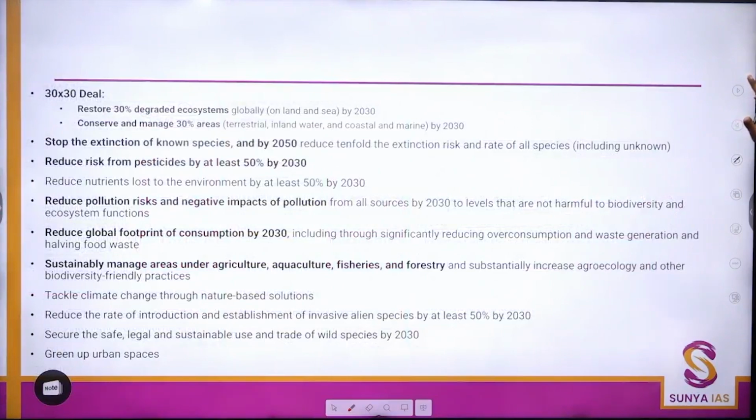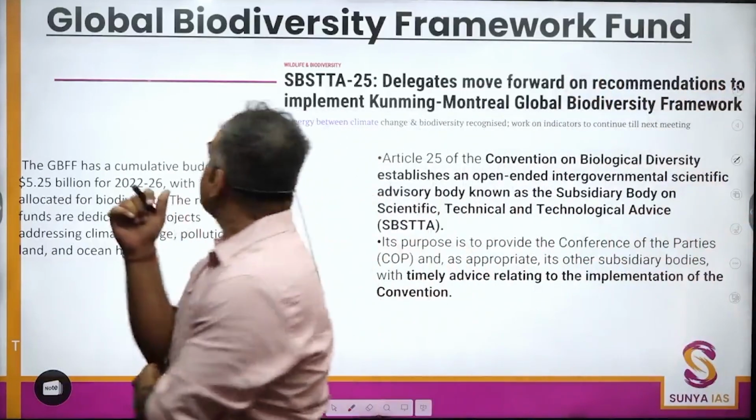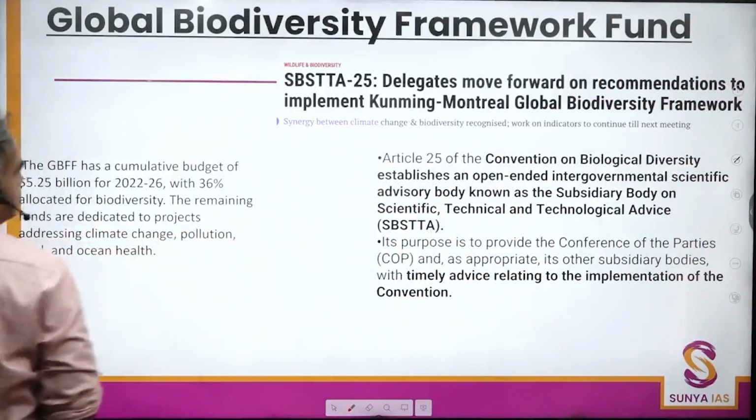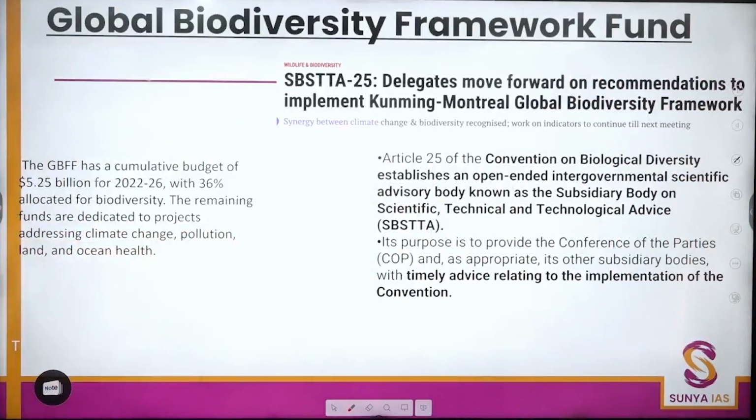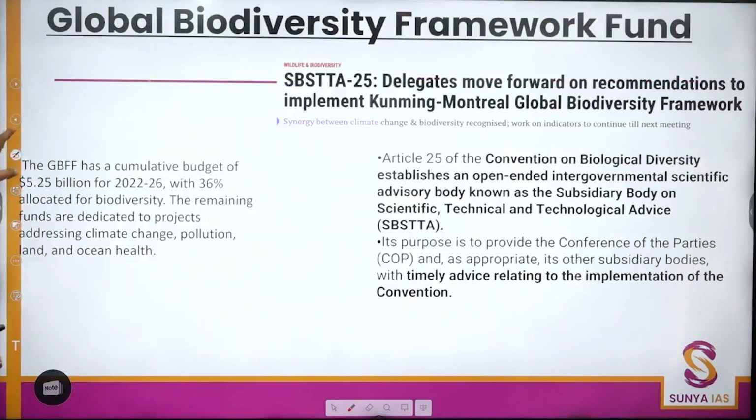This is what we have seen, 30 by 30, etc. Extinction of species, so this is not that important. Now this is more important for us. Global Biodiversity Framework Fund. Now here I have gone into slightly more detail. I will tell you the exact money allocation, who is going to take care of this, etc.